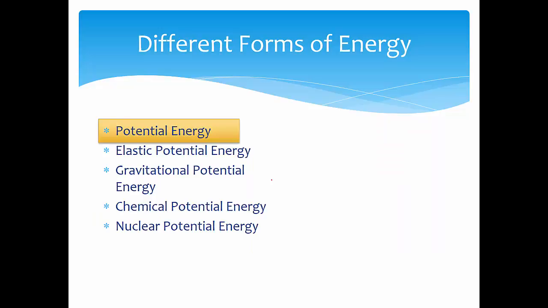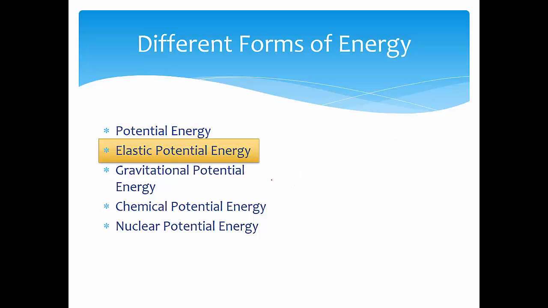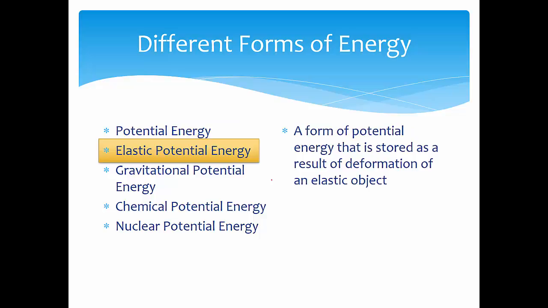There's also potential energy, commonly known as stored energy. There are several types of potential energy as illustrated here. Elastic potential energy is a form of potential energy that is stored as a result of deformation of some elastic object, for example, a spring. We shall use a simulation to see what we mean by elastic potential energy.